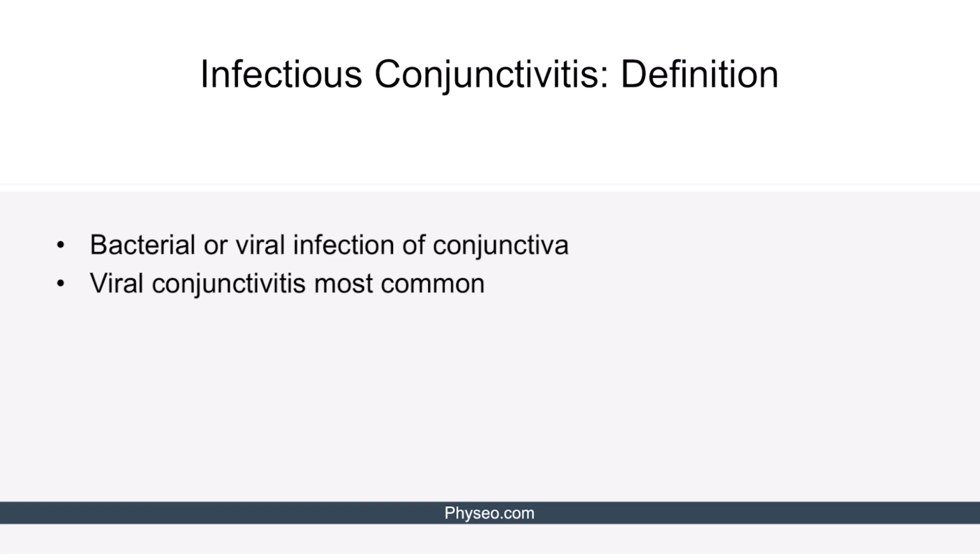Infectious conjunctivitis is a bacterial or viral infection of the conjunctiva. Viral conjunctivitis is the most common type of this infection. Please keep in mind that there is also an allergic conjunctivitis. However, since it is not an infection, we will not discuss allergic conjunctivitis in this lecture.